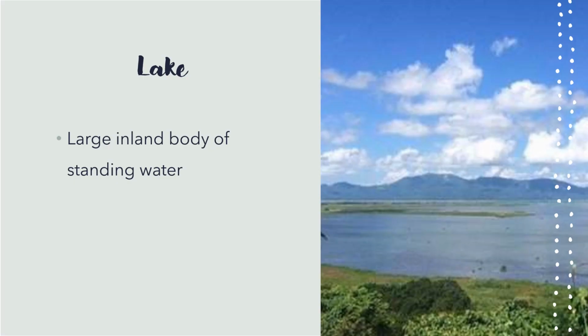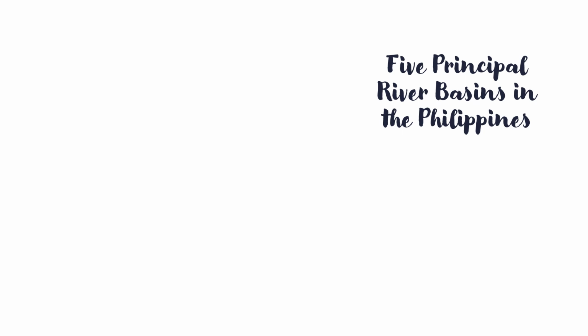So a lake is a large inland body of standing water, and it occupies a depression on the land surface. Water from a lake usually comes from streams, but some are formed by glaciers. Flowing ice erodes the land surface, causing depressions which are then filled by water. Other lakes are formed when a volcanic eruption creates a crater which is then filled with water. So the picture that you see here on the slide is the most known lake here in the Philippines, which is the Laguna Lake.